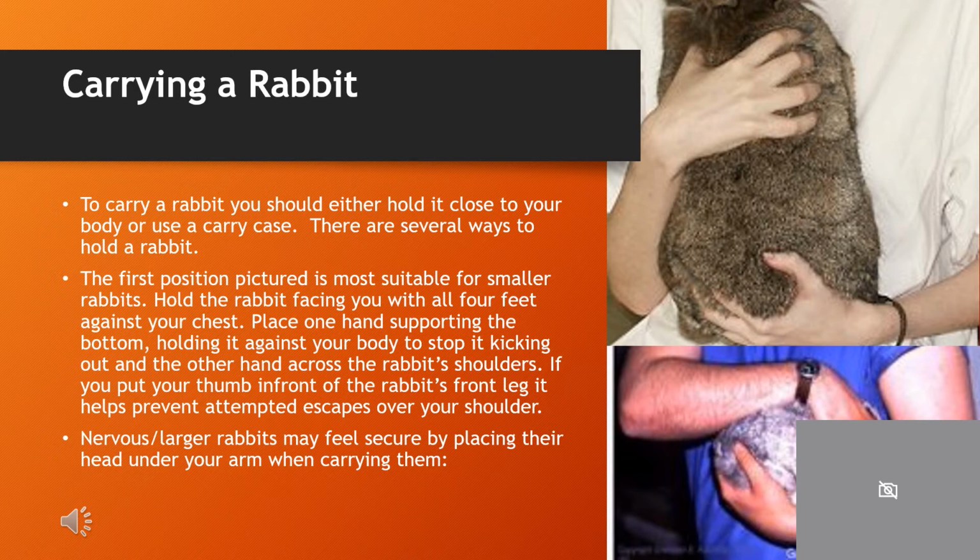Place one hand under, supporting the bottom, holding it against your body to stop it kicking out, and the other hand across the rabbit's shoulders. If you put the thumb in front of the rabbit's front leg, it should help to prevent any attempted escapes over your shoulder. Nervous or larger rabbits may feel more secure by placing their head under your arm whilst carrying them.